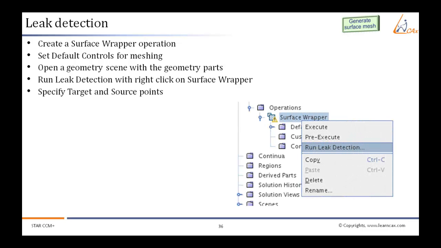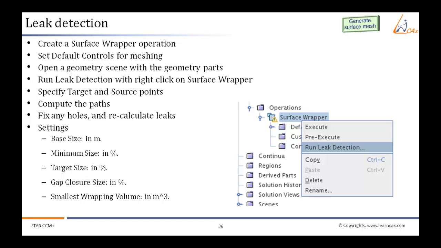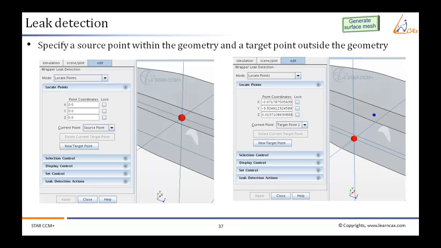Specify target and source points. Compute the paths. Fix any holes and recalculate leaks. We have to specify here base size, minimum size, target size, gap closure size, and smallest wrapping volume. This is how we specify a source point within the geometry and a target point outside the geometry for the leak detection operation.